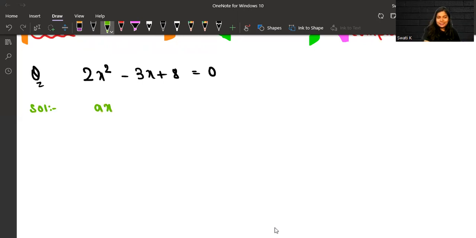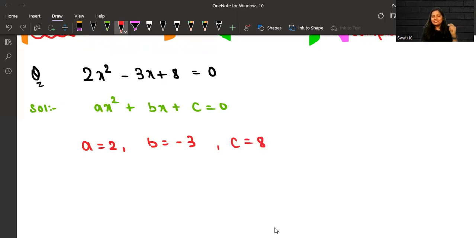So that is ax square plus bx plus c equals 0. Understand how we compare. Here a is 2, b is not 3, it is minus 3. You have to consider the sign also. And c is 8.